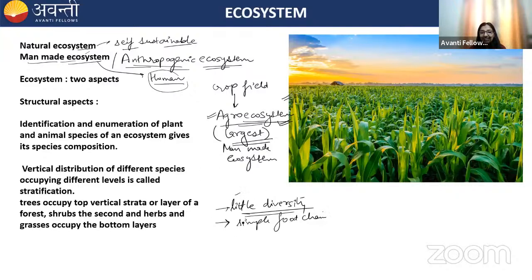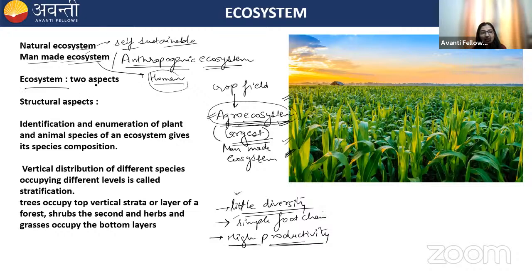So man-made ecosystems have little diversity, a simple food chain, and high productivity. Remember this, the man-made ecosystems have high productivity because we are regulating that ecosystem. And humans, we are selfish. For example, agriculture is also an ecosystem, which is an agro-ecosystem. It is controlled by humans for production of food. So the man-made ecosystems have high productivity.